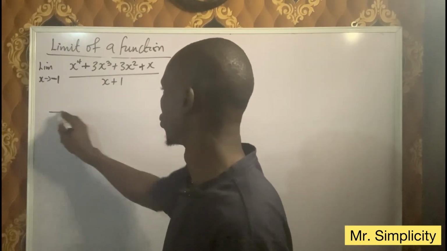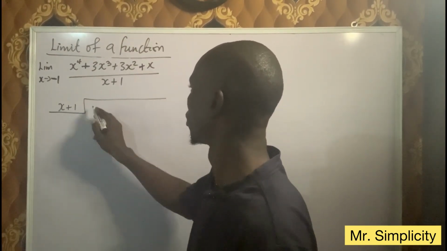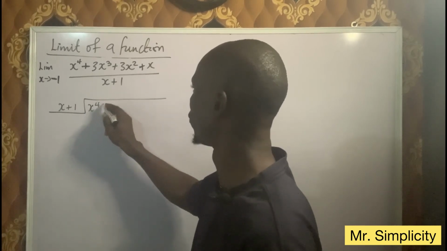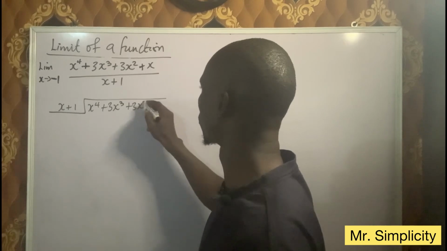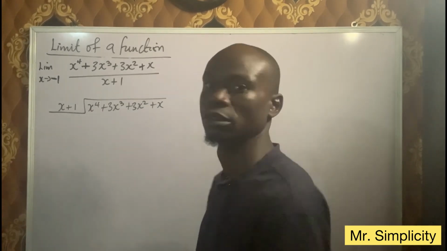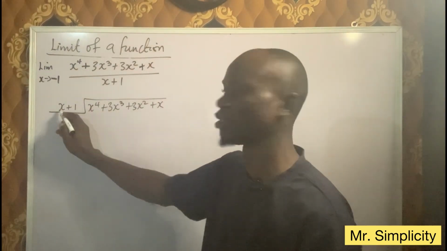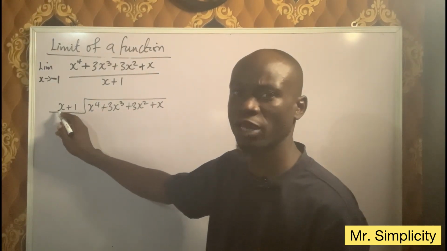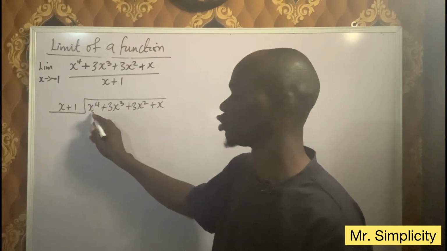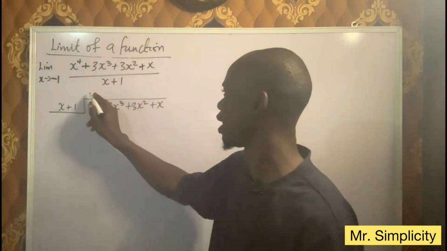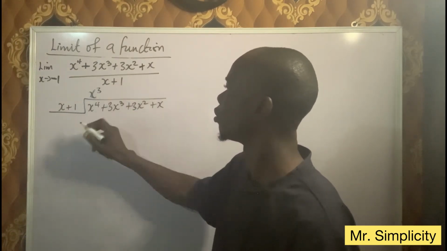So if we do that, we are going to have x plus 1 and x raised to power 4 plus 3x cubed plus 3x squared plus x. If we are going to divide, we are going to use just the first term, which is usually the one with the highest degree as far as a polynomial is concerned. So x^4 divided by x will give us x cubed. x cubed. Excuse me.